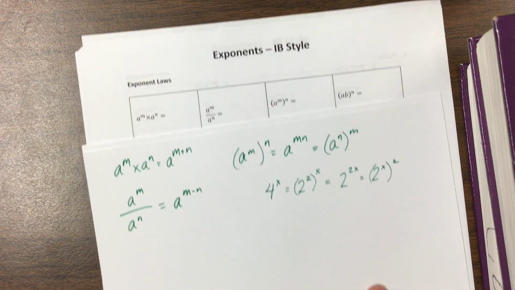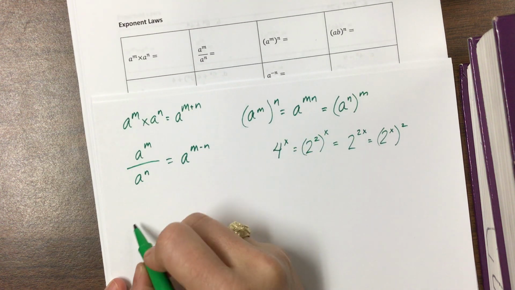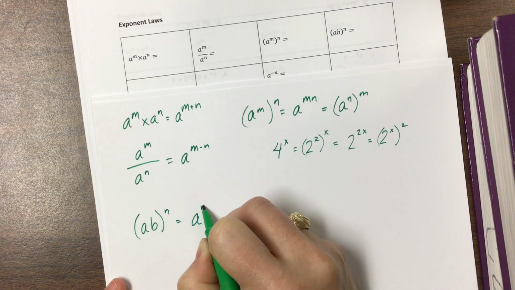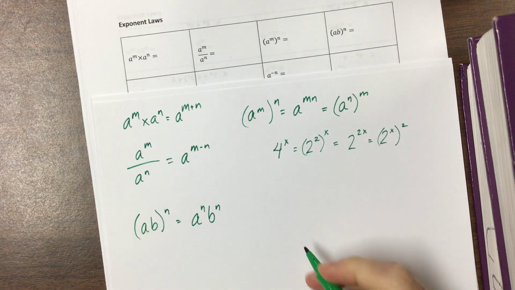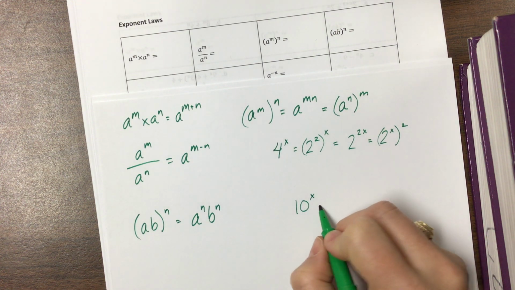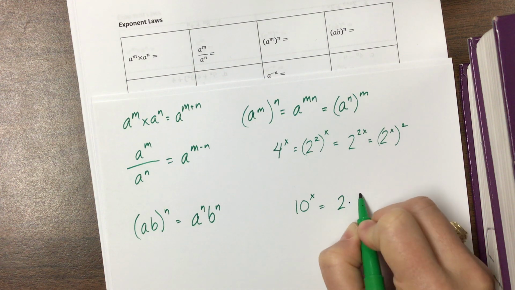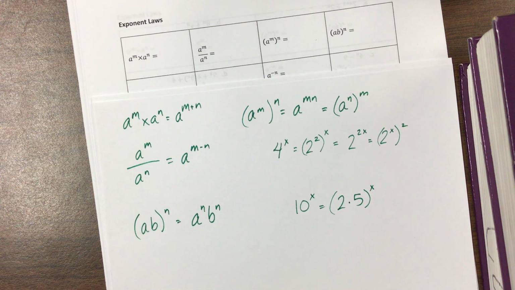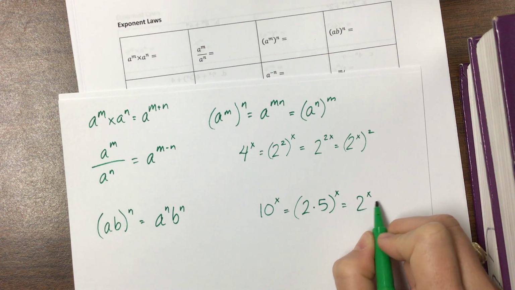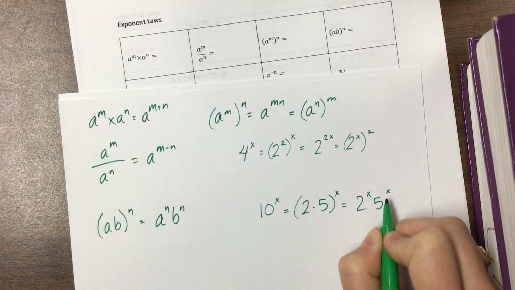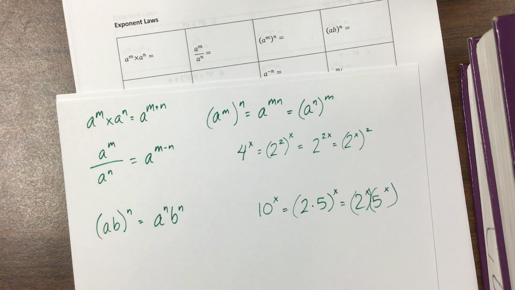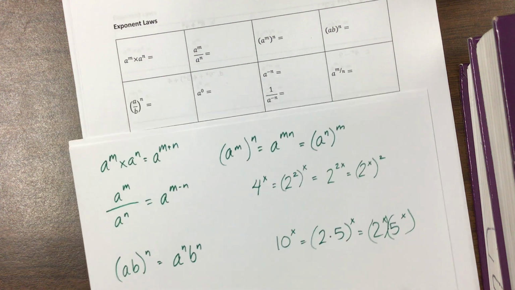The next exponent law that we want to look at is this. If I have a times b to the n, then I can say this is a to the n times b to the n. Now we'll see something like this. If they give me 10 to the x, I might need it in the form of, well, this is 2 times 5 that are both raised to the x. So it might be helpful to write 2 to the x times 5 to the x. So maybe put parentheses, that might make this look a little neater. Okay, so something like that.